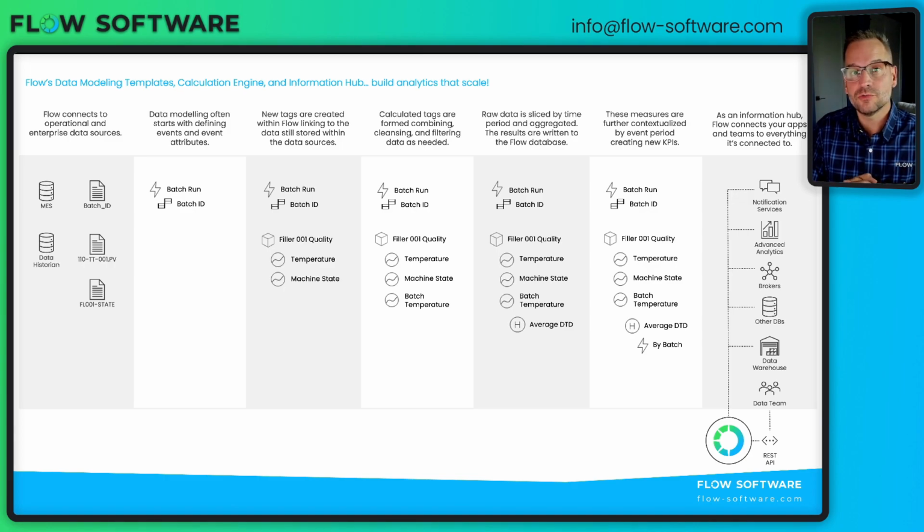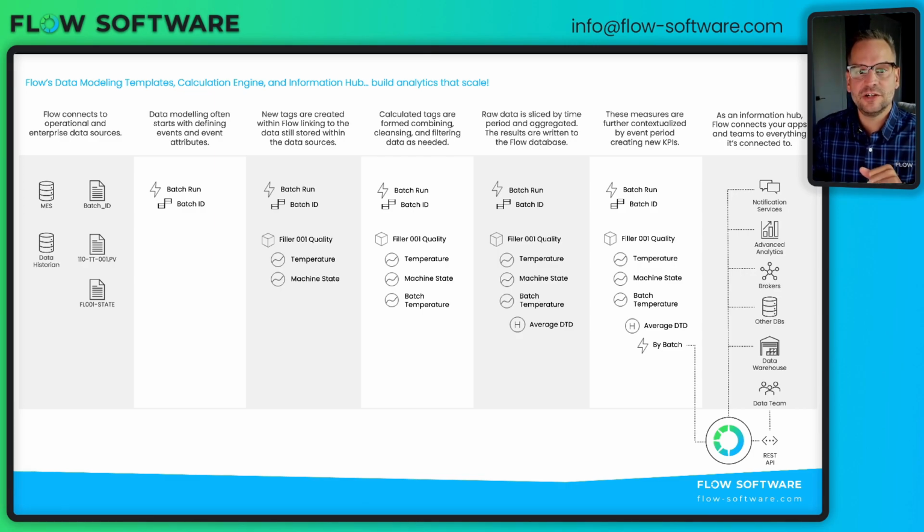We feed brokers real-time information. So as a tag changes that we're aware of, we can feed that change to a broker. As we calculate and have a new KPI or a new event occur, we can feed that information to a broker. And of course, data warehouse is a perfect use case for Flow because we are contextualizing and cleansing the data before it arrives there.